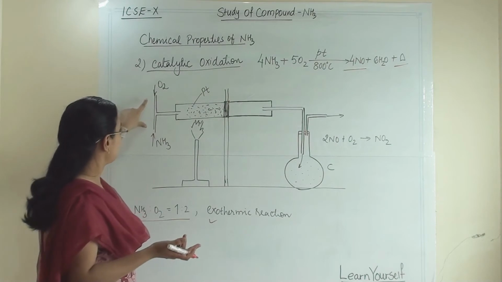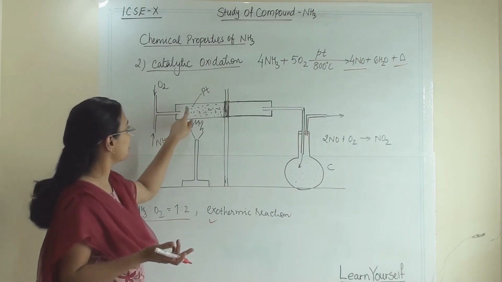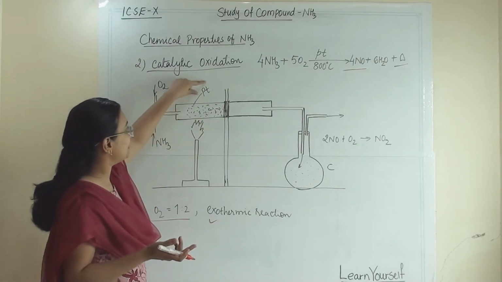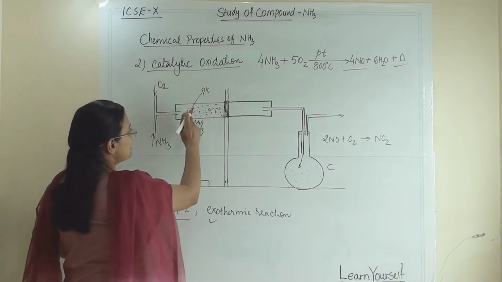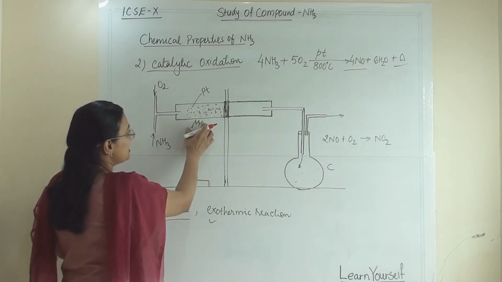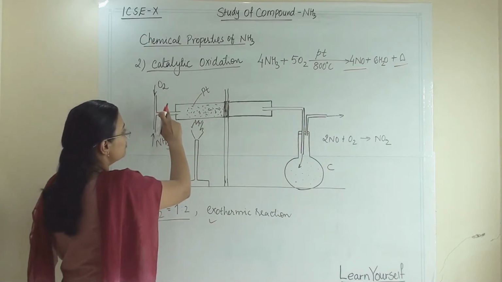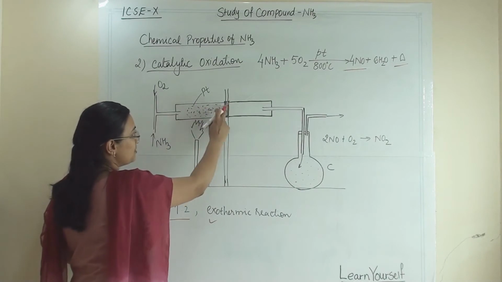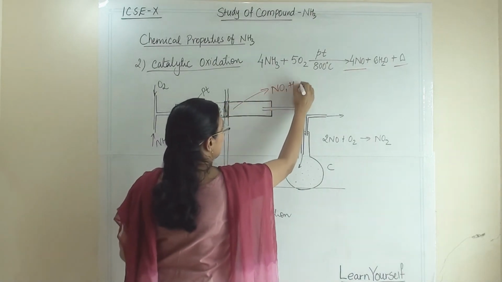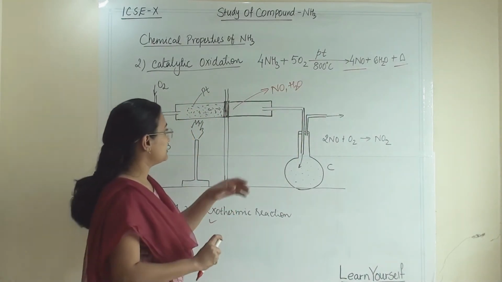While I am passing these two from here, this mixture will pass through the combustion tube over the platinum catalyst. This is the platinum catalyst I have kept here, and I am heating this combustion tube from here. As the mixture of these two passes over it, we get nitric oxide and water droplets as products.